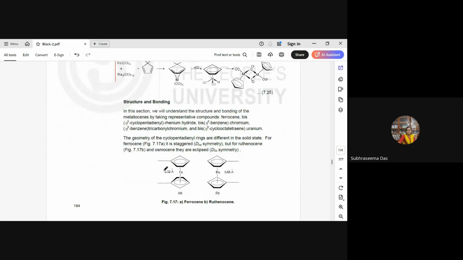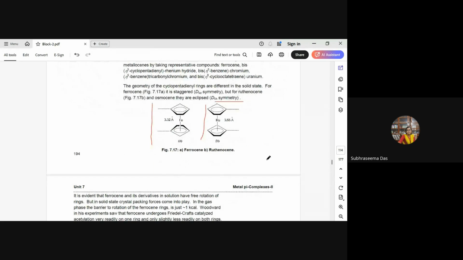Then coming to the structure and bonding of the metallocene. We talked about ferrocene. The geometry of the cyclopentadienyl rings is different in the solid state. Ferrocene, with iron present, has a staggered geometry, that is D5d symmetry. But if we take ruthenocene, it is eclipsed and has D5h symmetry. So the geometry of the cyclopentadienyl rings is highly dependent on the metal that is attached.